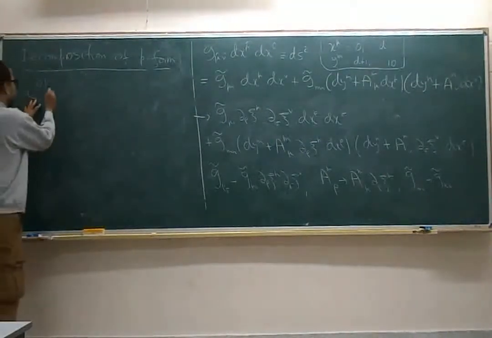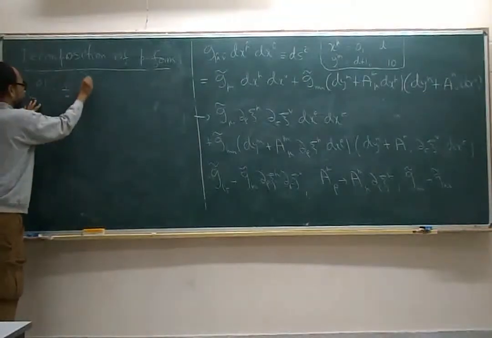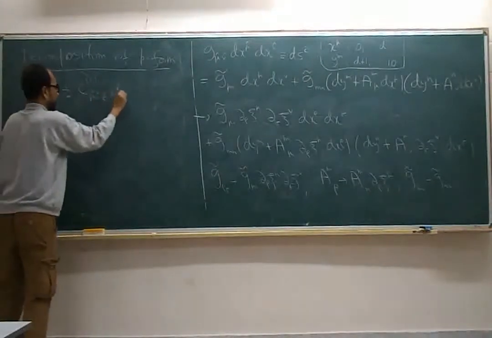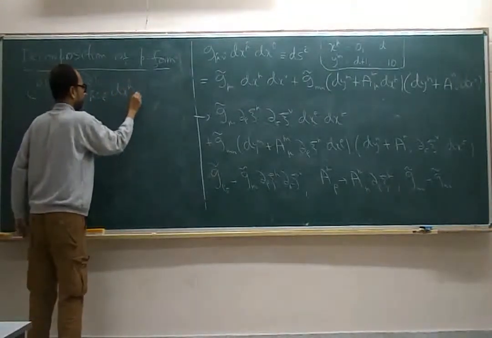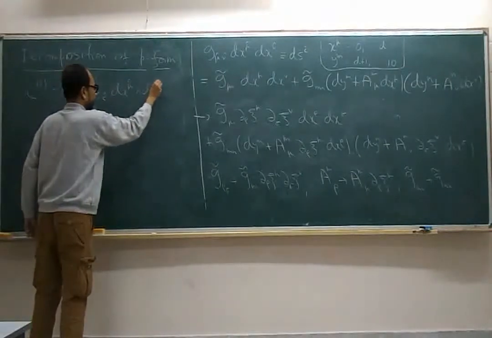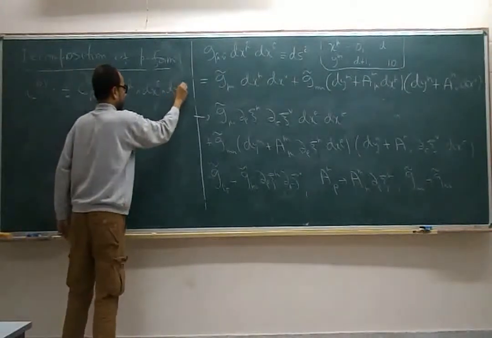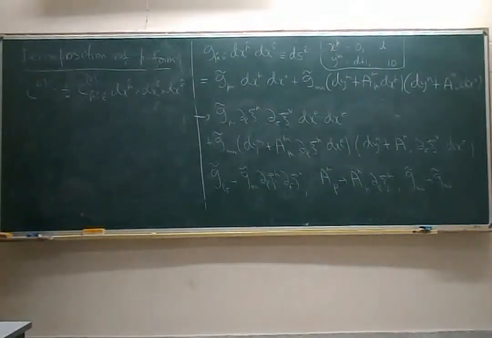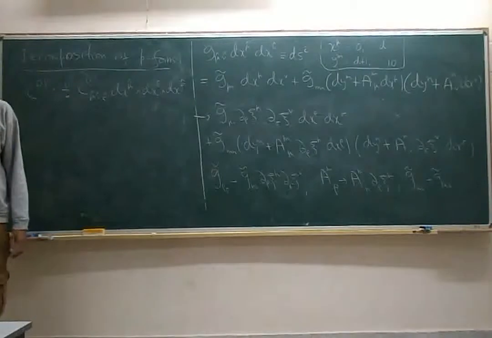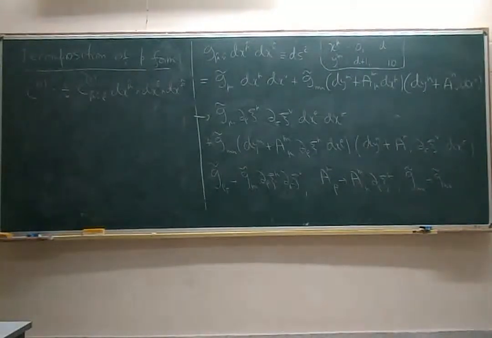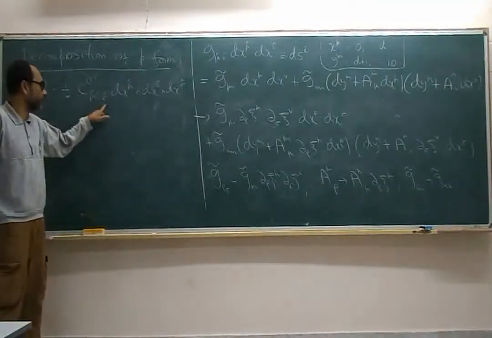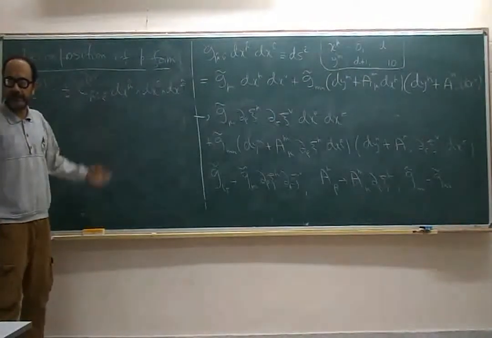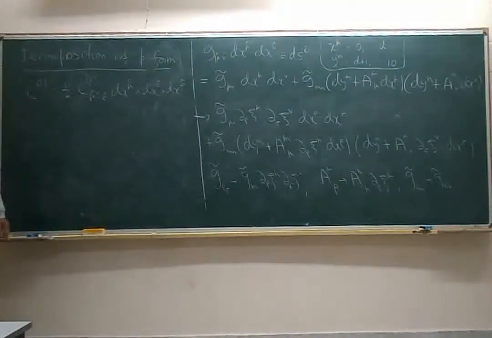So in 11 dimensions, this C3 is 1/6 C_{mu hat nu hat rho hat} dx^mu hat with dx^nu hat with dx^rho hat. And in the earlier quick way of decomposing that we had described, we have just simply taken C_{mu nu rho}, C_{m mu nu}, C_{mn mu}, and C_{mnp}. Those will be the fields. But that's not what we will do now.